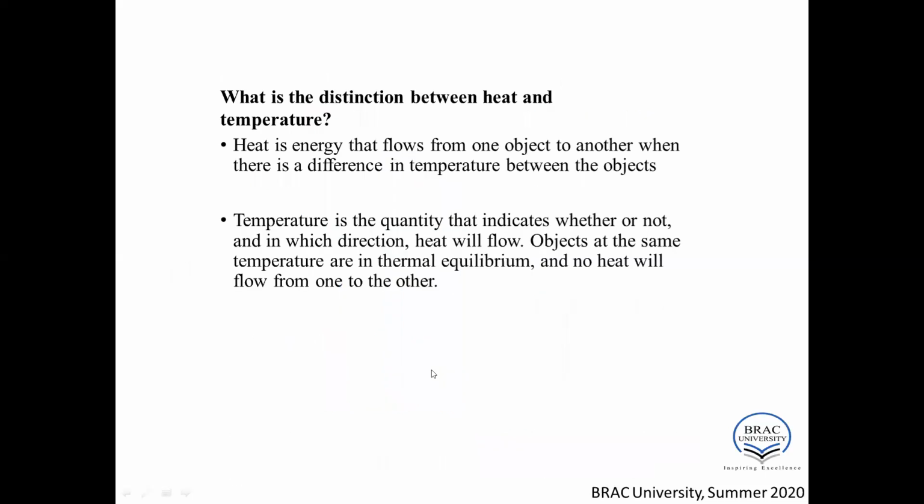Now, what is the distinct difference between heat and temperature? Heat is energy that flows from one object to another when there is a difference in temperature between the objects, and temperature is the quantity that indicates whether or not and in which direction it will flow. Objects at the same temperature are in thermal equilibrium and no heat will flow from one to the other.